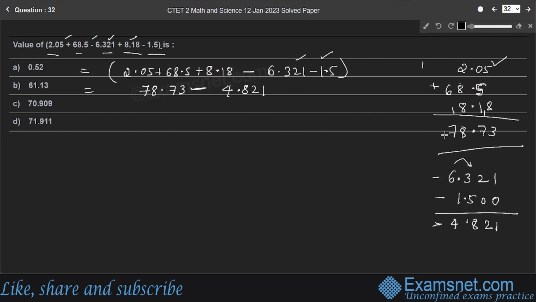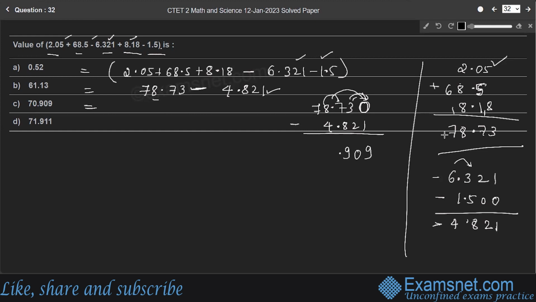Now simple calculation. So we have to subtract 4.821 from 78.73. It is understood that the third place after the decimal point has 0. So now 10 minus 1 is 9. 2 minus 2 is 0. 7, so 17 minus 8 is 9. And 7 minus 4 is 3. And 73.909 is the answer. Hence, option C is the right answer.